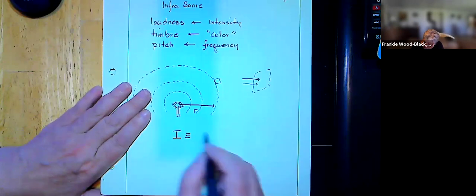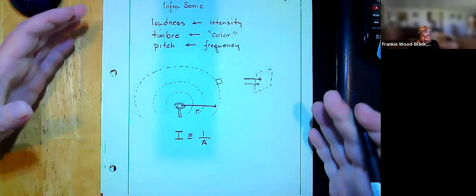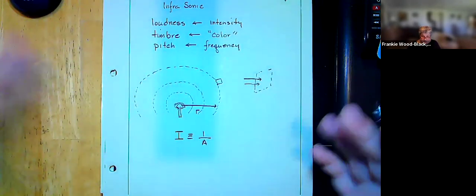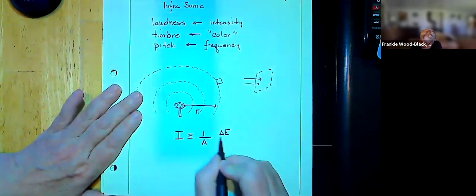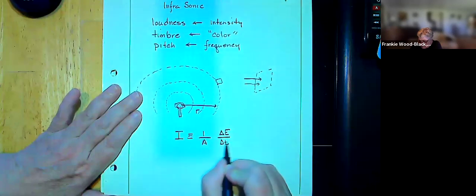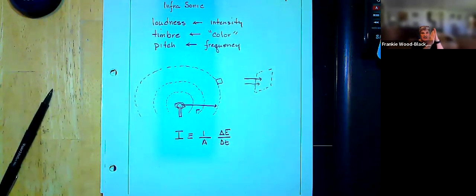And we're going to define it as we go out, the area of our sphere expands. The surface area of our wavefront is going to expand, and it's going to be a change in energy divided by a change in time. If you're next to the speaker at a rock concert, it hurts because that energy is really intense right up against the speaker. But as I move further and further away, we're okay.